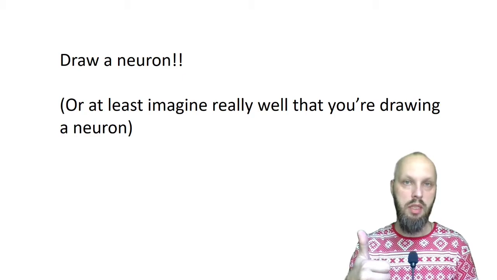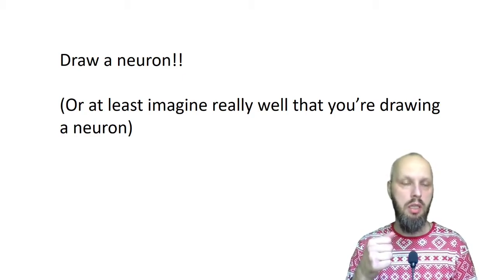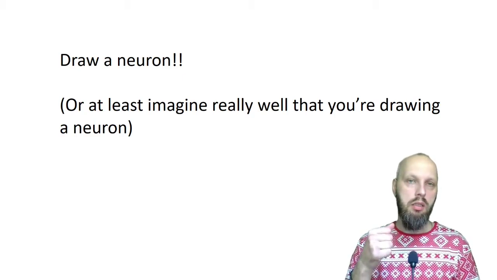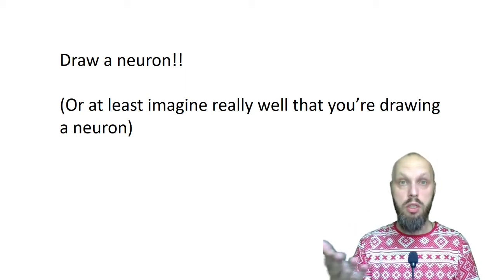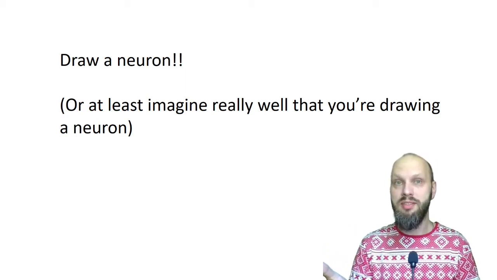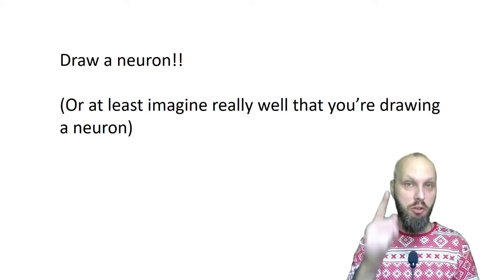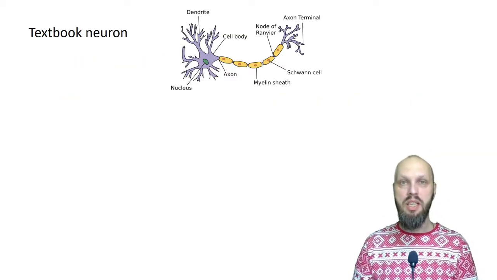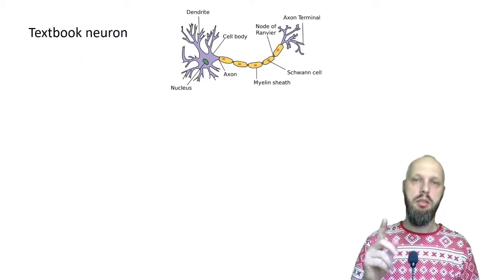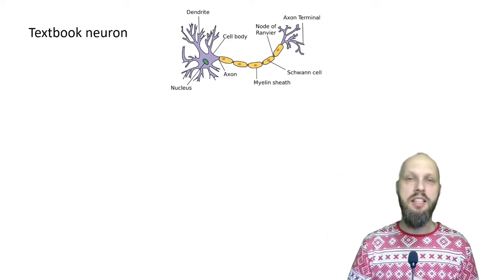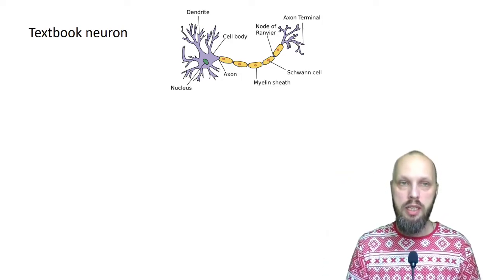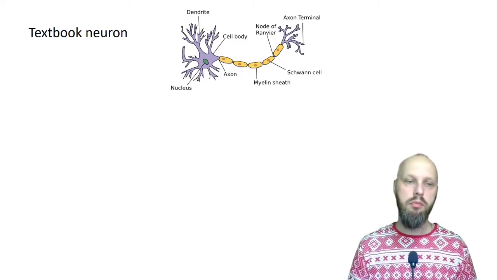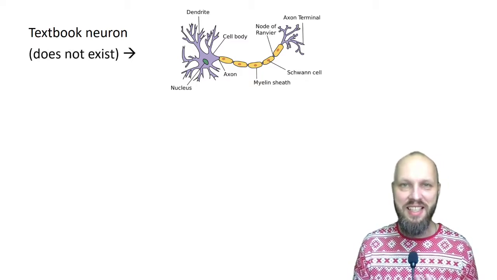Done? Okay, good. Let's see. What did you draw? I don't know. But many people, as it turns out, draw something like that. It's a very common thing that people draw. It's a textbook neuron. The problem with it is that it doesn't exist.